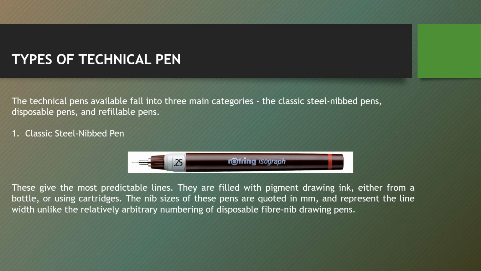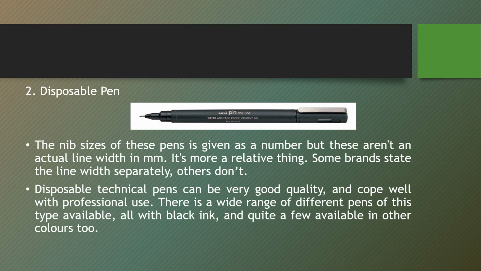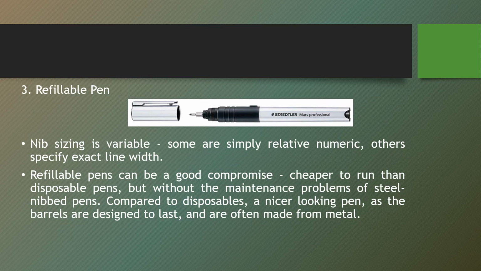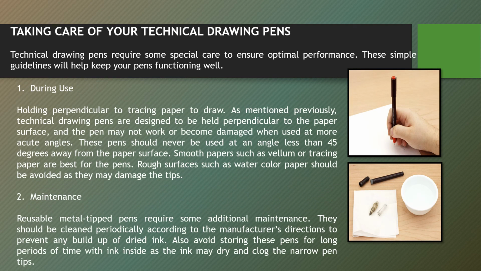Okay, so types of the technical pen, they have the classic steel nib pen, disposable pens, refillable pen. Okay, tadi tu is types of the pen.